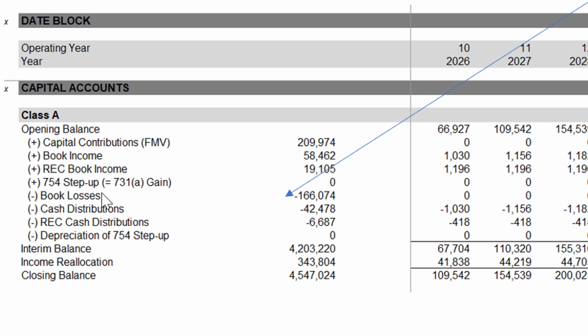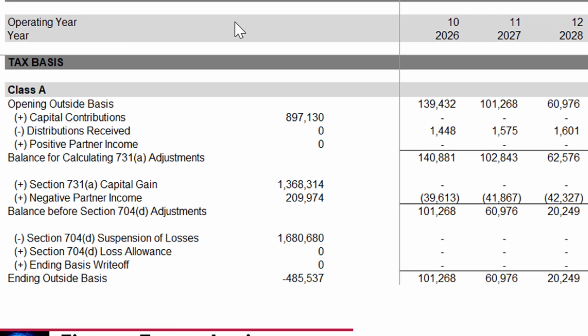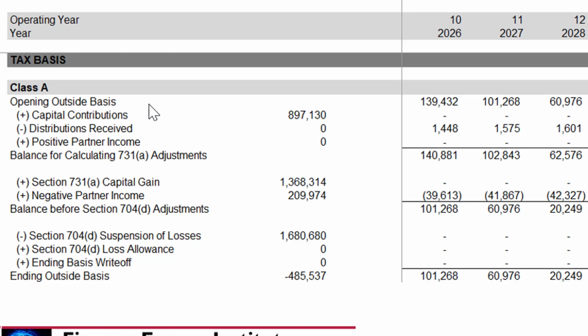I hope they have a reallocation here. Interim balance, income reallocation. Okay. But then this is Class A, which is the tax equity investment. We have to make things all confusing, but this isn't so bad. It's how much you put in, how much distributions you get back, a little bit of adjustment for the capital gain, and then they have these famous suspended losses here. This is what I'm obsessed about right now, because you can't use this.